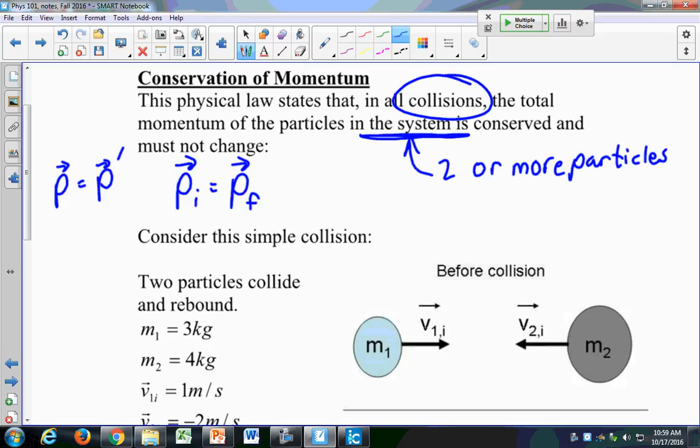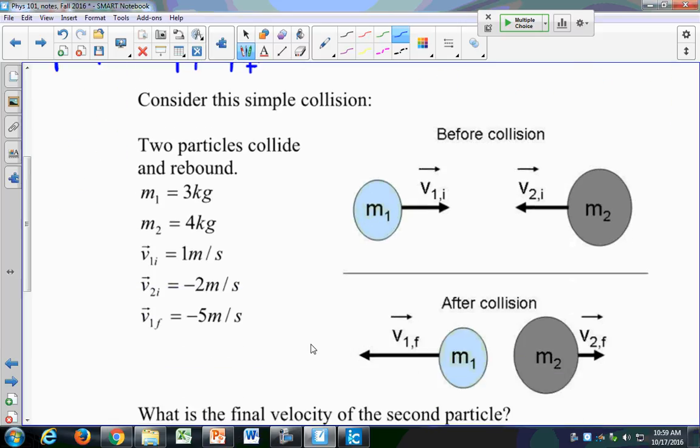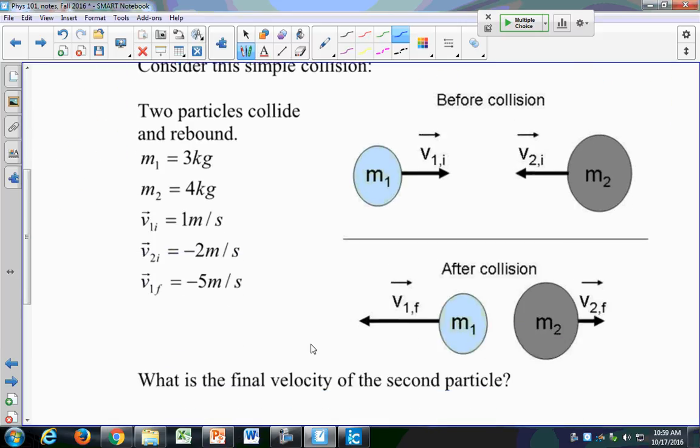We'll also only deal with one-dimensional collisions. 2D collisions is not that hard. And those of you doing the MCAT and stuff, I'll show you the beginnings of a 2D collision. But we're just going to cover 1D collisions in this class. Let's do an example. I have these two particles. They collide and they rebound. And I give you some of their information. I give you the mass of the particles here.